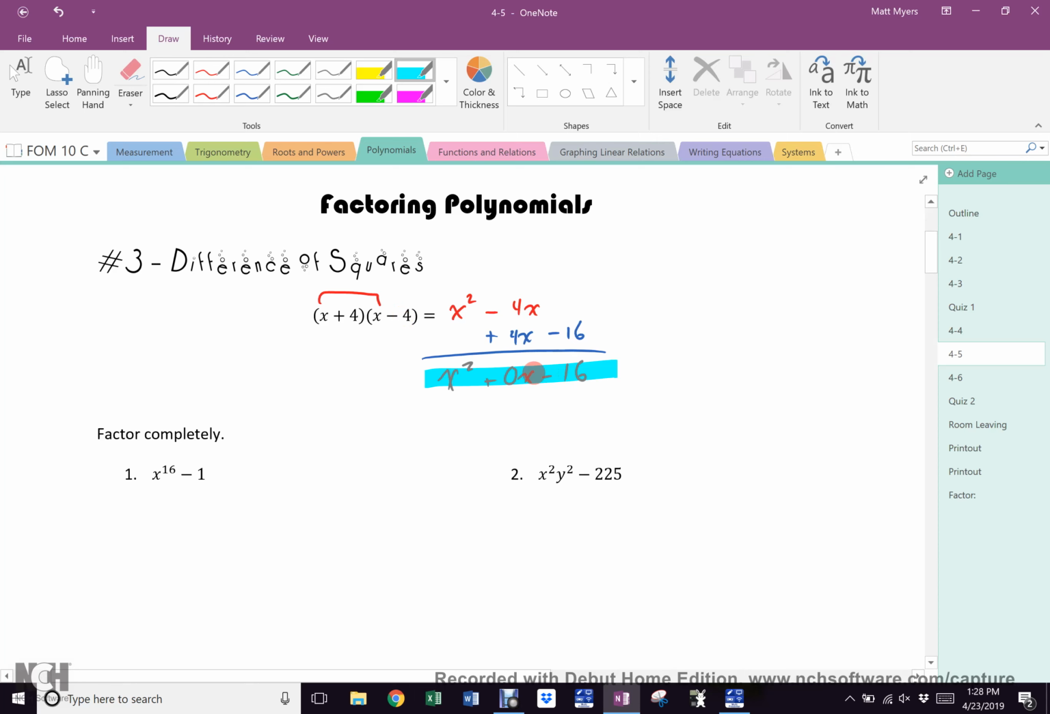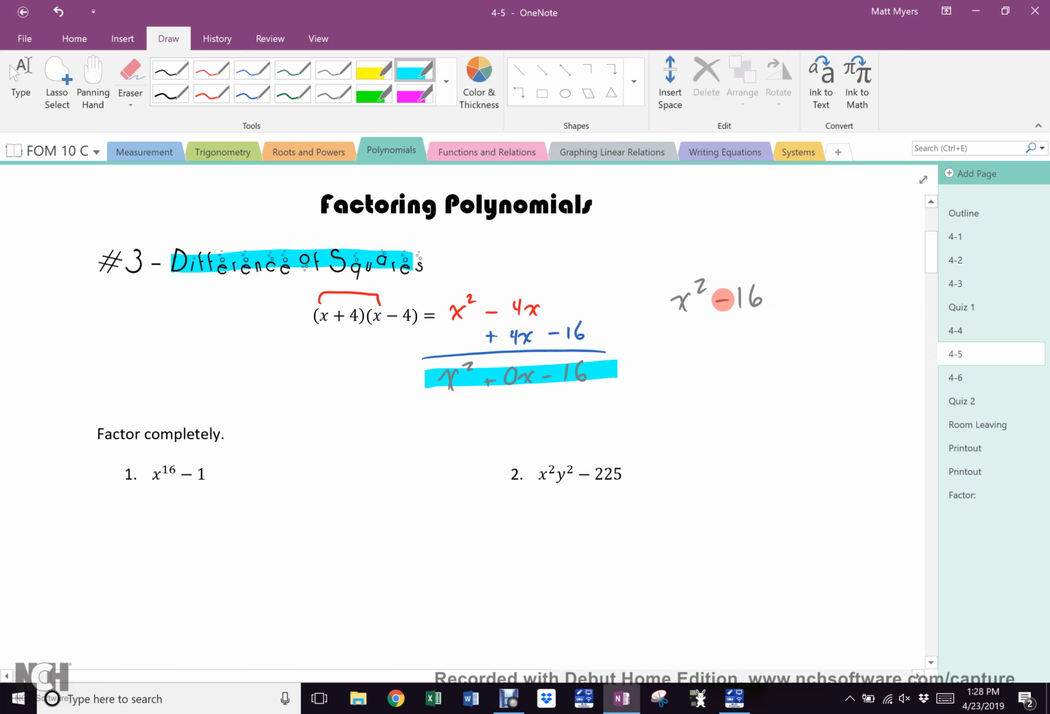Always. What do you notice is special about x squared minus 16? Please notice I'm going to highlight those three words. They are both perfect squares separated by what math, Sam?